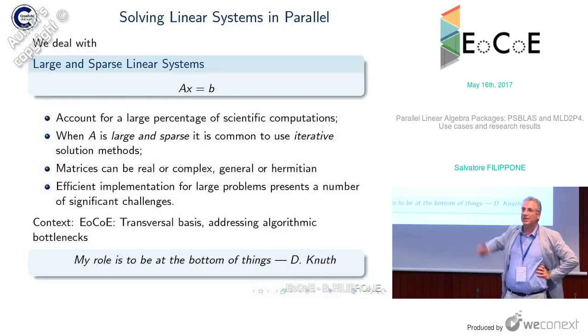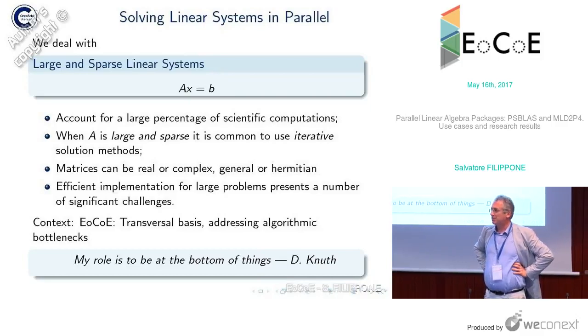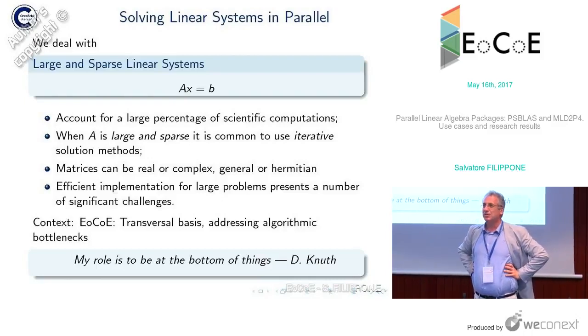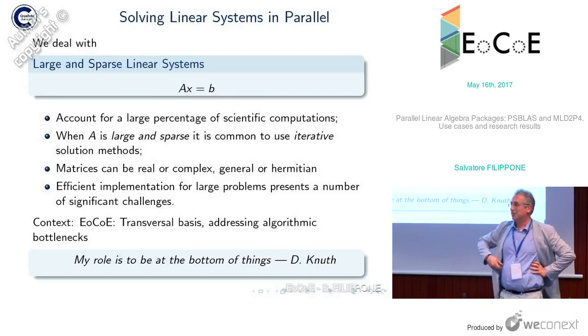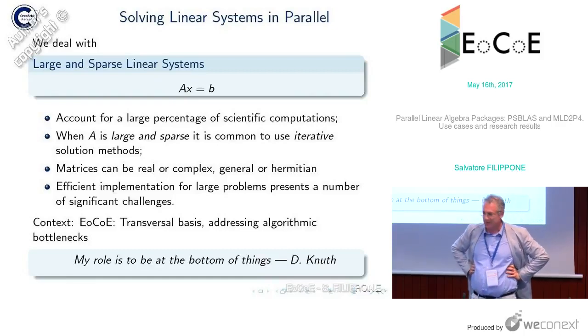And in fact, I think this problem here, when A is large and sparse, accounts for something like 40 to 50% of the machine cycles burned in every supercomputing center. Another 20-30% might be eigenvalues, still within linear algebra. Then there are FFTs, and then there is everything else. Those are very rough numbers, but the order of magnitude is correct.